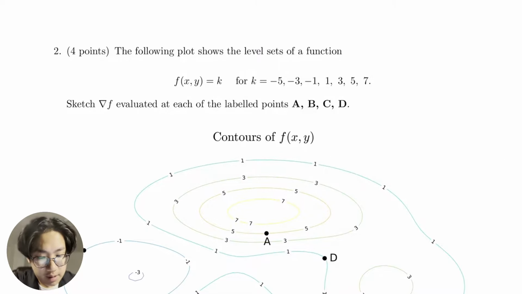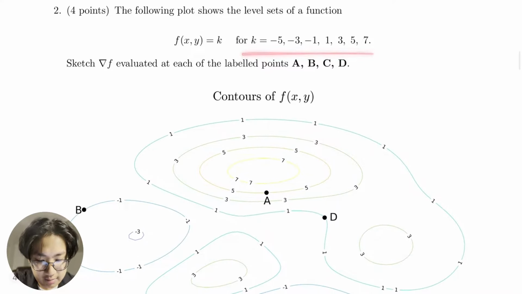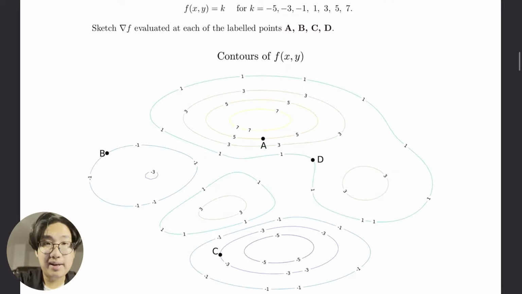Okay, question 2. The following plot shows the level sets of a function for these values of k, not too relevant. We want to sketch the gradient vector of f evaluated at these points here, a, b, c, d. So there are two main things you want to keep in mind when sketching the gradient vector. First of all, it has to be perpendicular to the point that you are drawing it at. Second of all, it has to point in the direction of increase or just maximal increase.